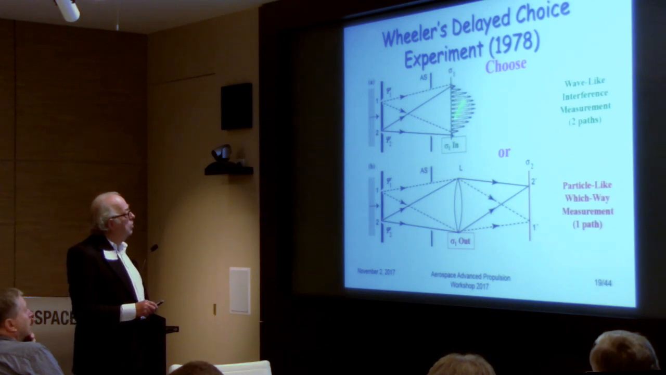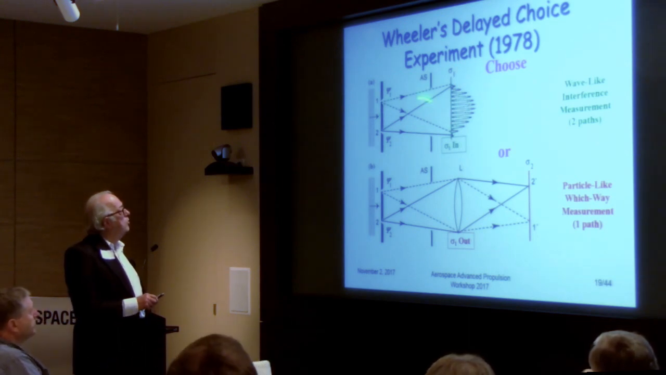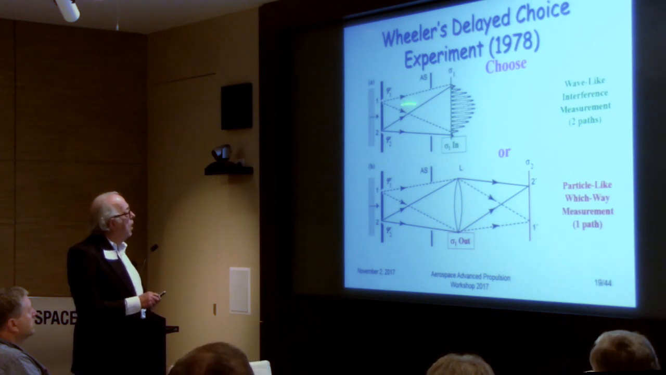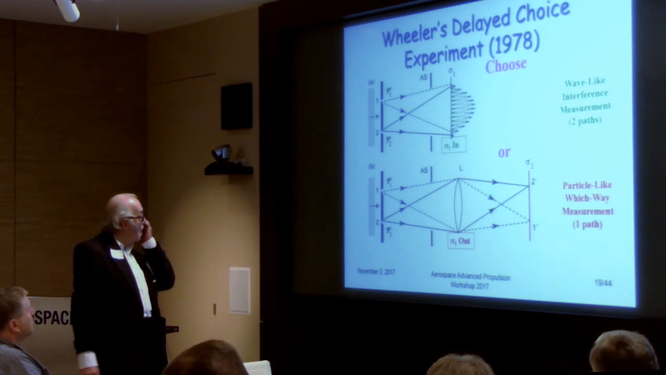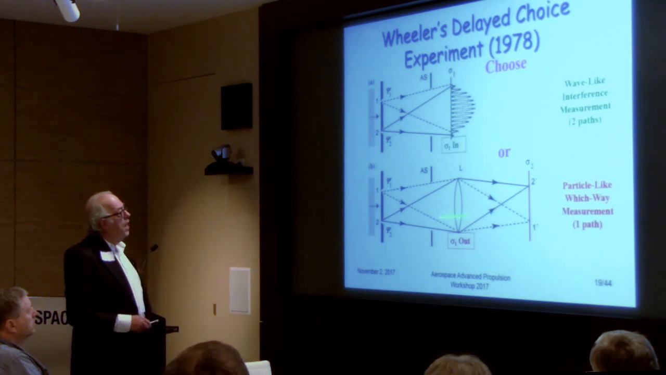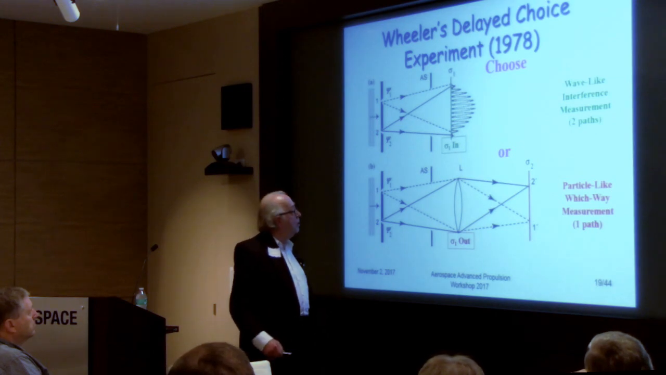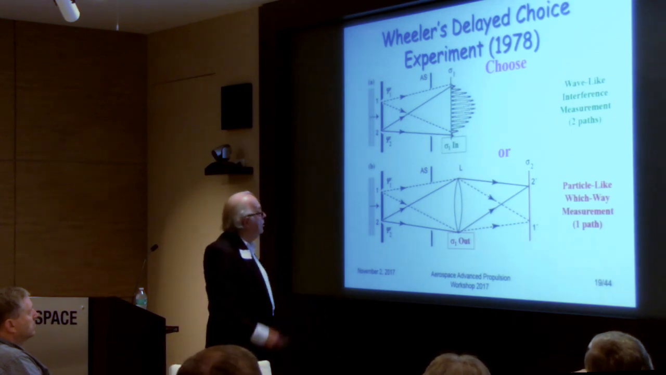If we put the interference plane here, we can see the interference pattern, which tells us that interference is a result of the particle having the waves go through both slits. So this is a two-path measurement. This is a one-path measurement. We can either measure wave-like properties or particle-like properties, depending on whether we put this thing up or down.